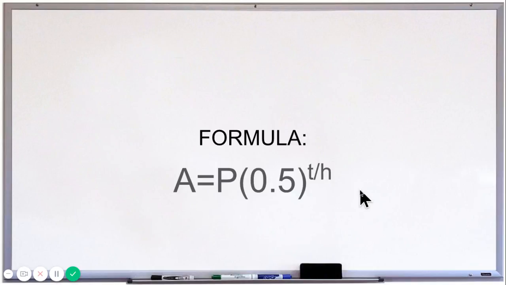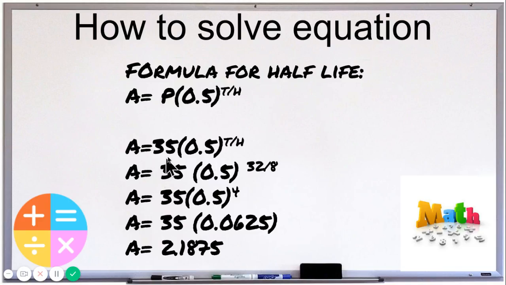Before you start to plug the numbers into the question, you should divide 32 days by the half-life of iodine, which is 8. 32 divided by 8 equals 4. Now you can start plugging in the numbers to take place of the variables. P should be substituted with 35 and the exponent will be 4.